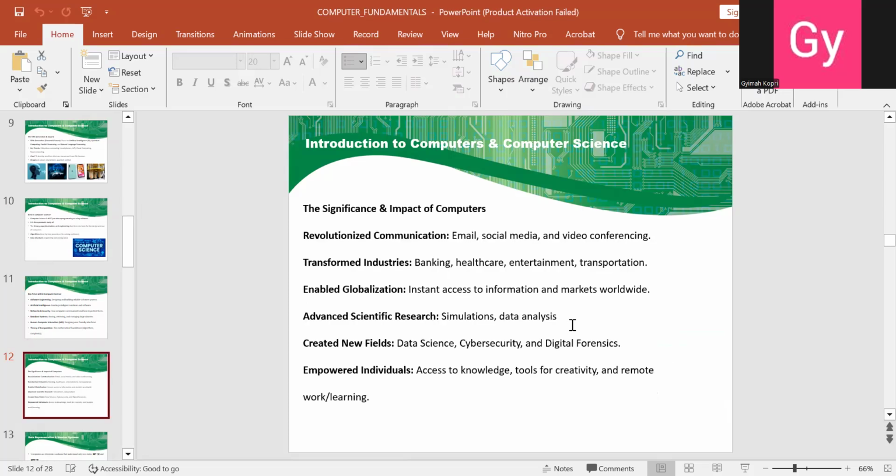Okay, then significance and impact of computers. You see, when computers came into our lives, what are some of the impacts, what significance or importance? They've revolutionized our way of communication. Today, because of social media, you can just press a button, and information will move from your PC or your phone to somebody elsewhere in the world. So we have emails, social media, and video conferencing.